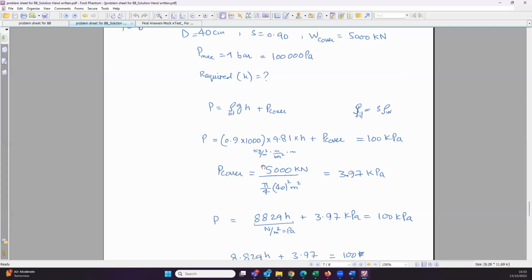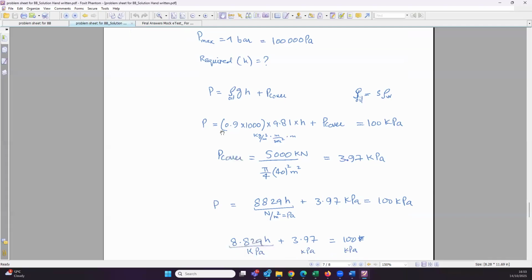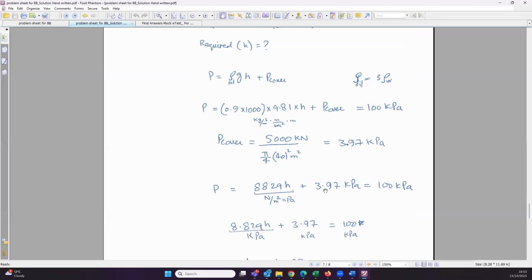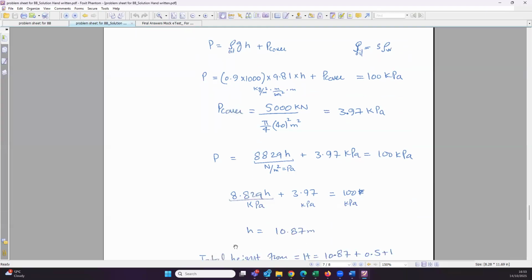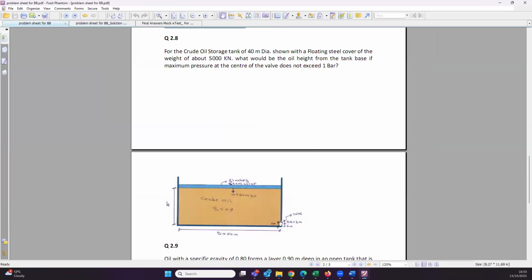If you convert now this force into pressure, it will be 3.94 kilopascal, or 4 kilopascal, let's call it. And then the total pressure would be 100 kilopascal. If you rearrange this equation, you can calculate H, that is 10.87 meter. But this H is actually at the center of the valve.